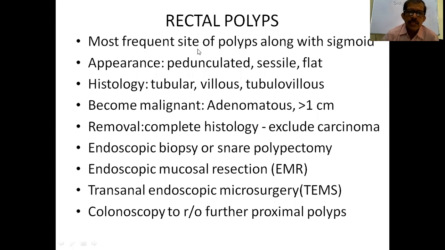So this is the most frequent site, rectum. That's why rectal polyps, the most frequent site of polyps. Then we have varieties of polyps depending upon their macroscopic appearance or depending upon their histology. Macroscopically, they are pedunculated, sessile, and flat, whereas histologically, tubular, villous, tubulovillous.